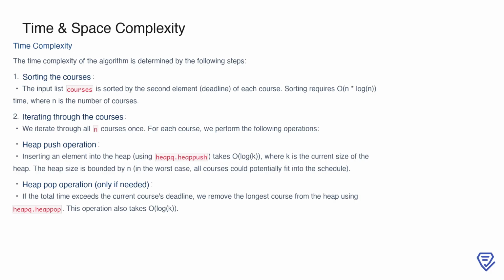Specifically, when we use heapq.heappush to insert a course duration into the heap, the operation takes O(log k) time, where k is the current size of the heap. Since the heap size is bounded by n, this remains efficient. Additionally, if the total time exceeds the current course's deadline, we may need to pop the longest course from the heap using heapq.heappop, which also takes O(log k) time. These operations form the foundation of our time complexity analysis.